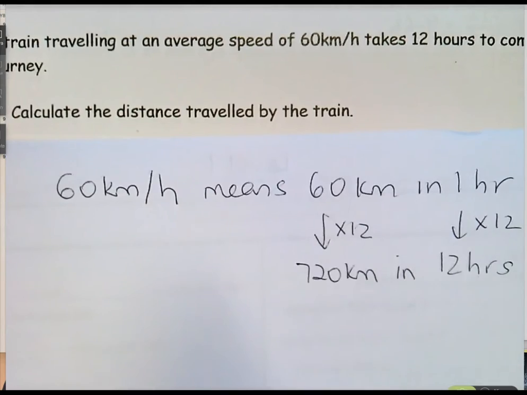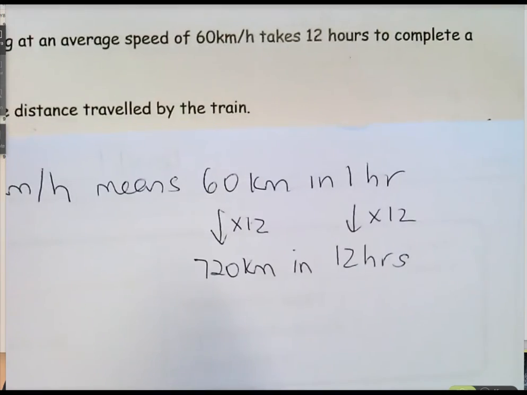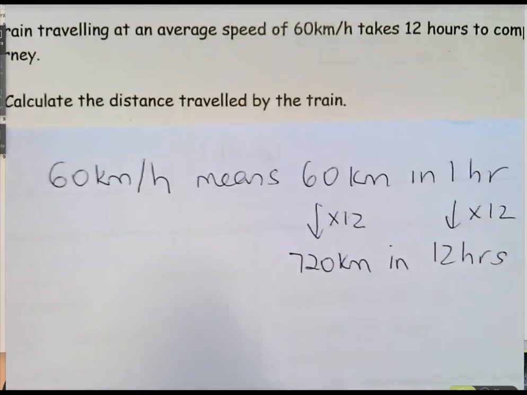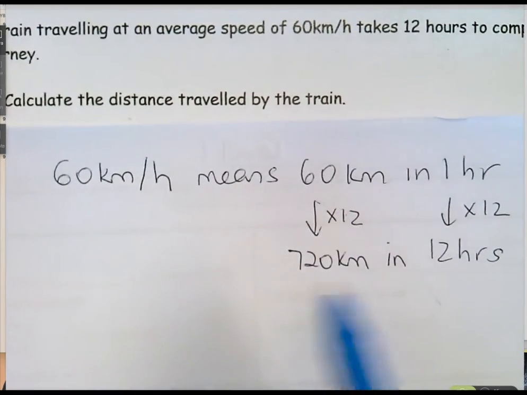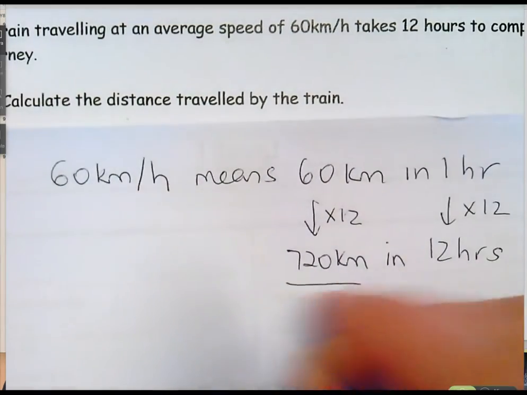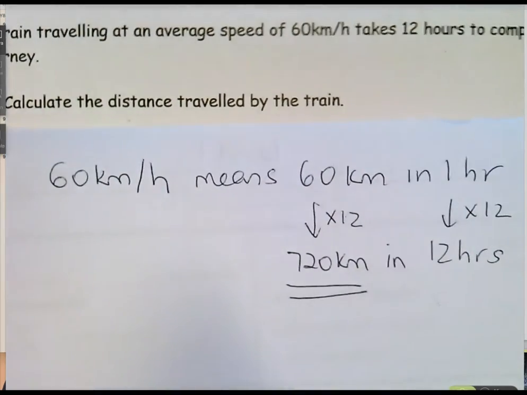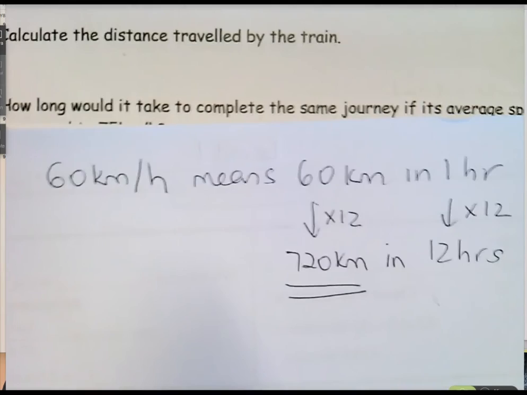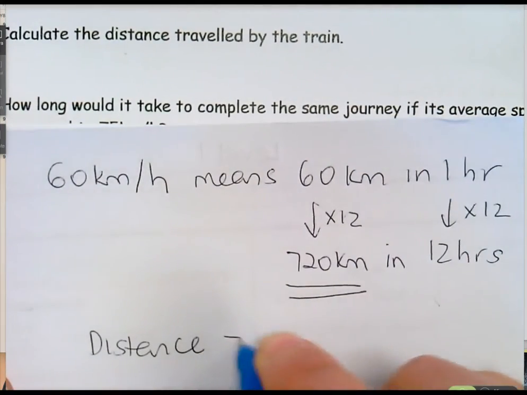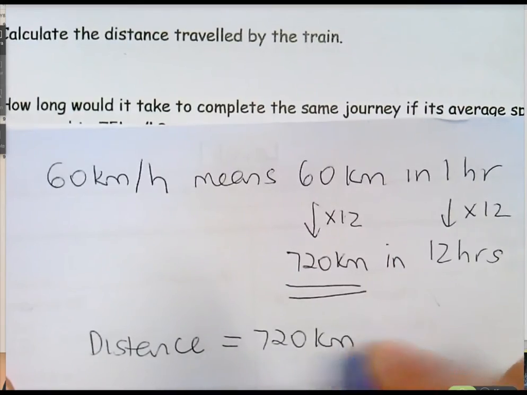So a train travelling at an average speed of 60 kilometres an hour takes 12 hours to complete its journey. So it travels at that speed and it keeps doing that for 12 hours. So girls, the distance travelled will be 720 kilometres. Do we get that? Now, we did that, the distance. So the distance travelled is 720 kilometres.